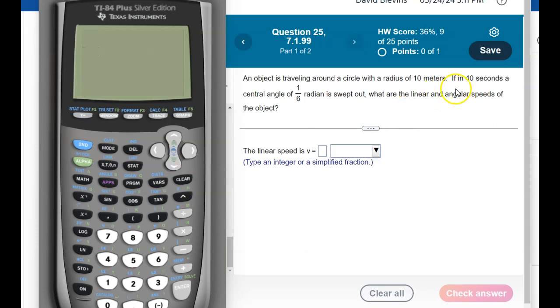Alright, we're going to look at this video, linear speed versus angular speed. What we're looking at here is a radius of 10 meters, and in 40 seconds the central angle of a sixth of a radian is swept out. What's the linear and angular speeds?